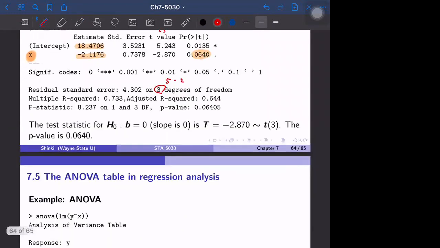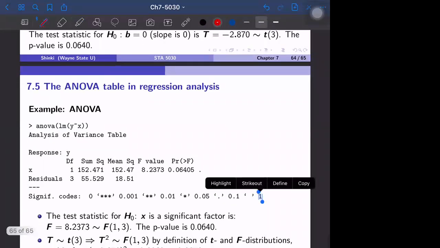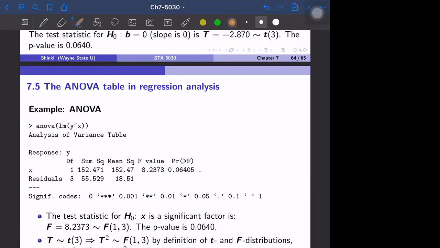How about ANOVA? If we use the ANOVA table, we can get the sum of squares for x and the sum of squared residuals. This is basically SS total, the total sum of squared deviation, minus SS regression, the sum of squared deviation for our regression model. Then we can do the so-called F test.